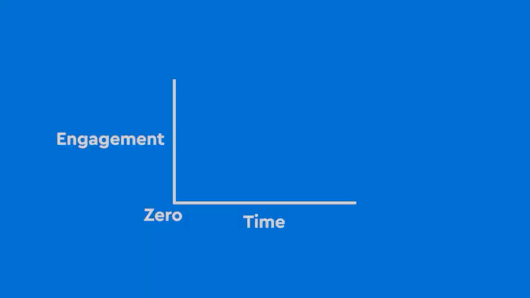If you look at the graph of evergreen content, the engagement starts with a line parallel to the x-axis, and then it grows toward the y-axis. And since the traffic is consistent, the graph goes on increasing.